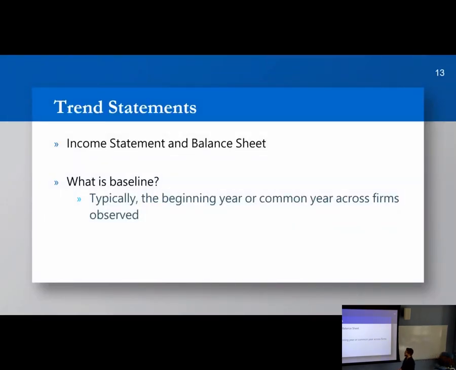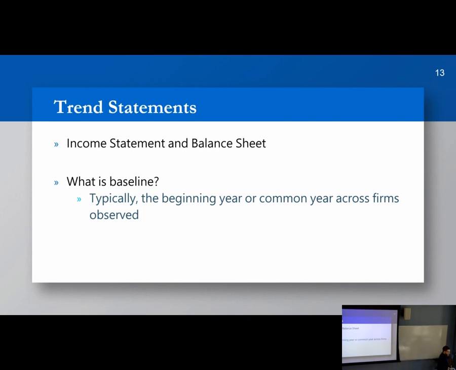All right, next we're going to be looking at trend statements, right? So this is basically, with the common size we're looking at within each year, within each time period for a company. Now we're trying to see, has there been a consistent change across time for a given company or industry? When you're engaging in trend analysis, typically you'll use the first year of your sample period as the baseline. If you're dealing with a group of companies, use the earliest common year between them.